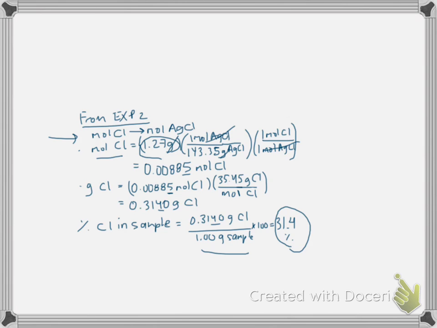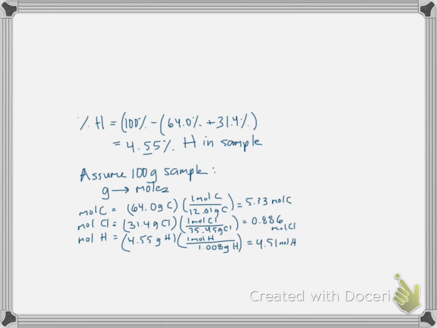So at this point we have information about carbon and we have information about chlorine. And so we know that to get the mass percent of hydrogen in our sample, it's just simply 100% minus the sum of those two percentages. This is the mass percent of carbon, and this is the mass percent of chlorine, which we determined previously. So the mass percent of hydrogen in our sample is 4.55%.